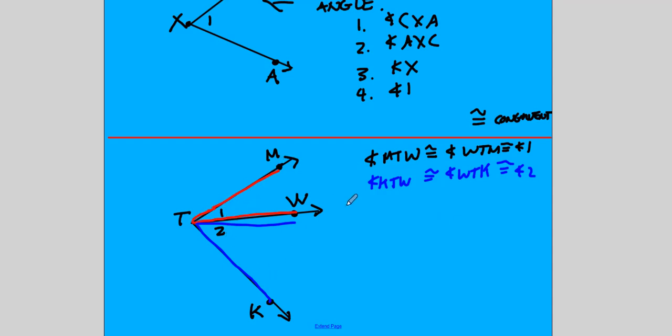Then there's the large angle. You've got angle MTK, which is congruent. That should be a K. Let's fix that.